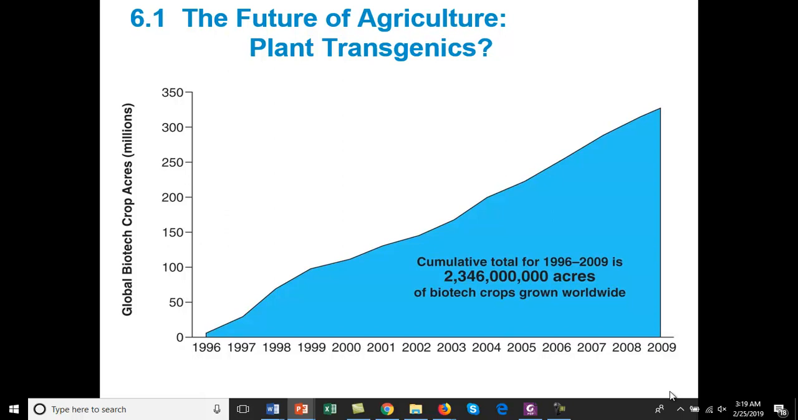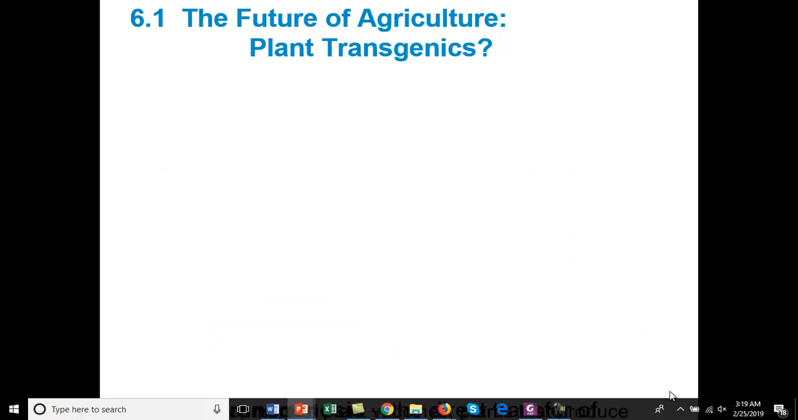And now if you look at even as late as 2009, there's over 2 billion acres of biotech crops. These are genetically modified crops growing worldwide. So it's a sizable portion of all of arable land.